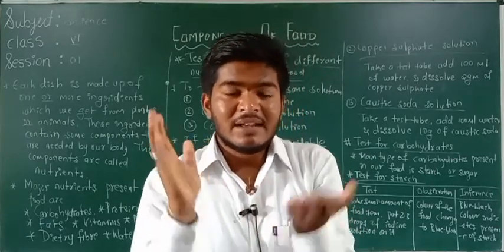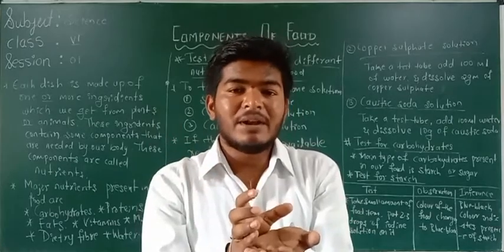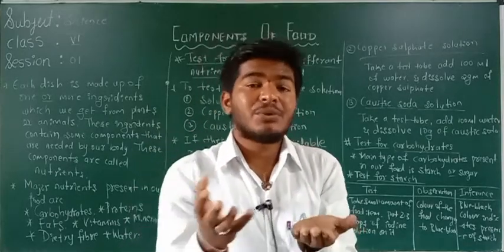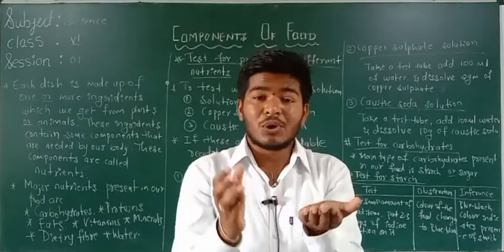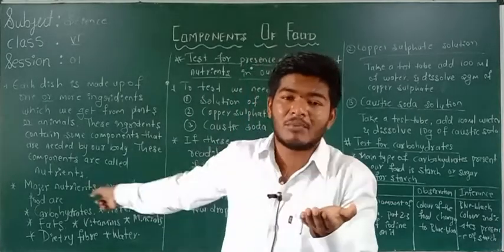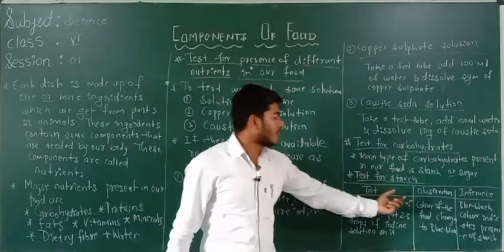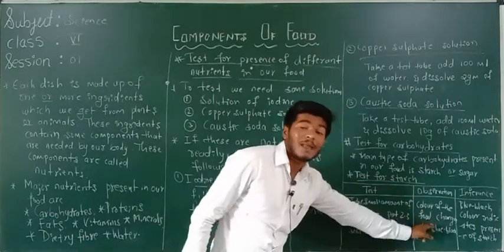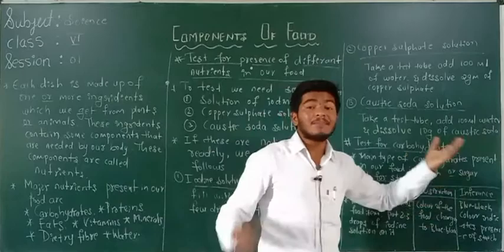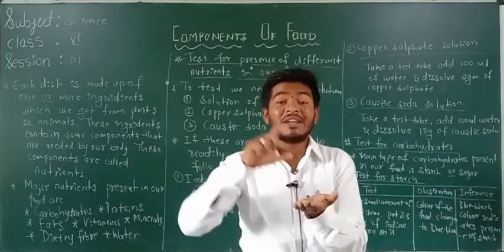Is it clear? This is the one experiment. Why are we going to make this experiment? Because to know whether our food contains carbohydrates or not. So what does the observation indicate? The color of the food changing to blue black indicates the presence of carbohydrates in your food.